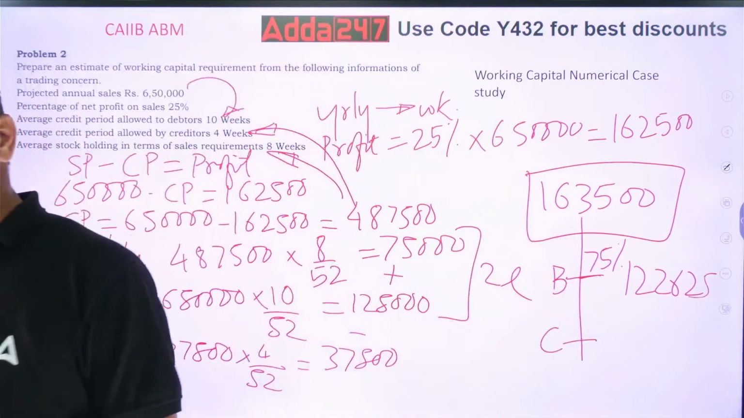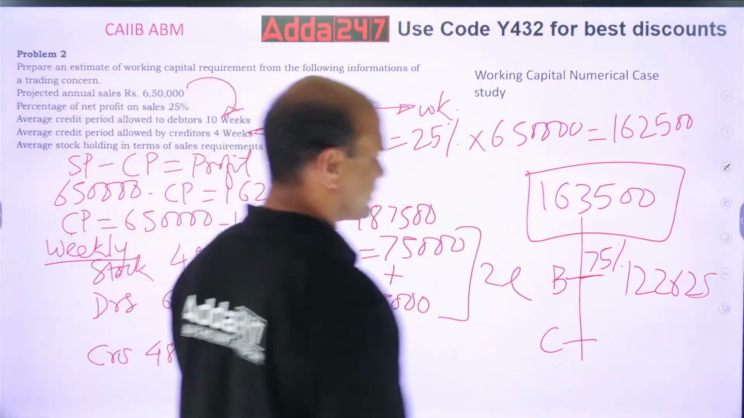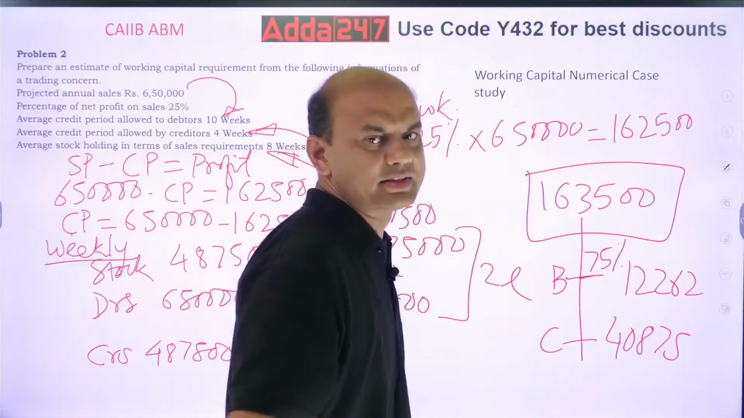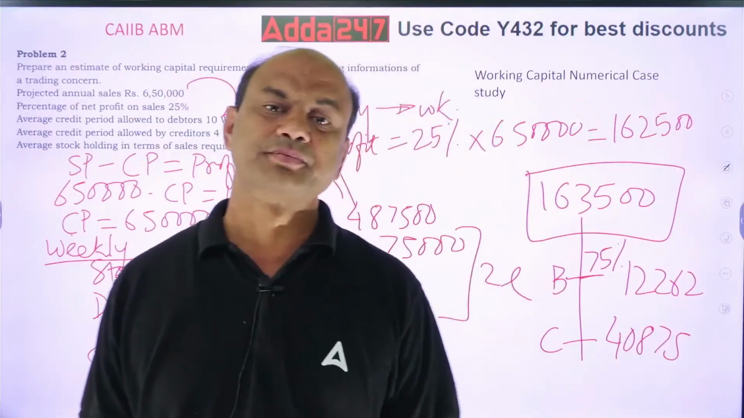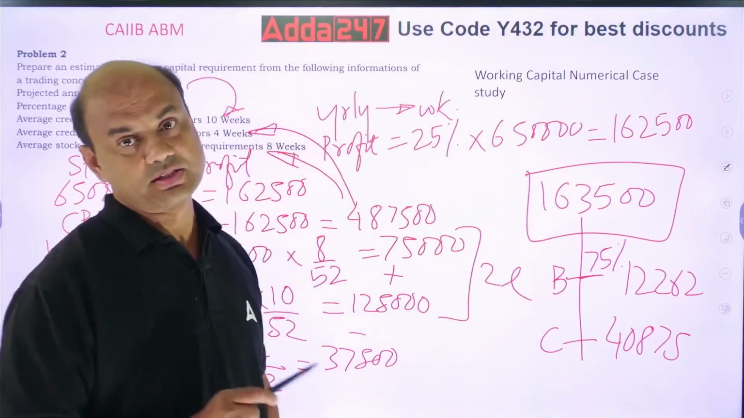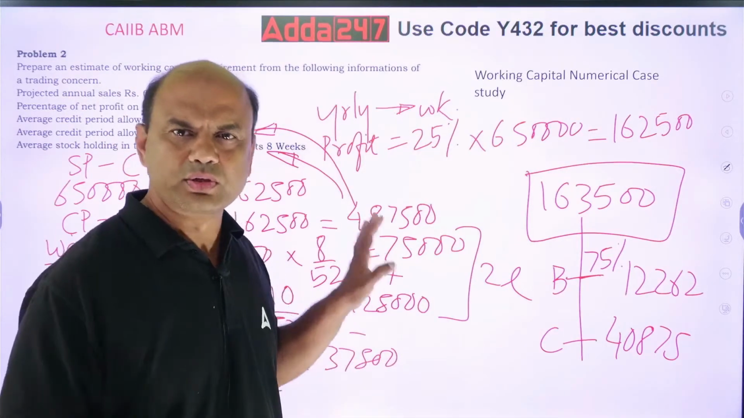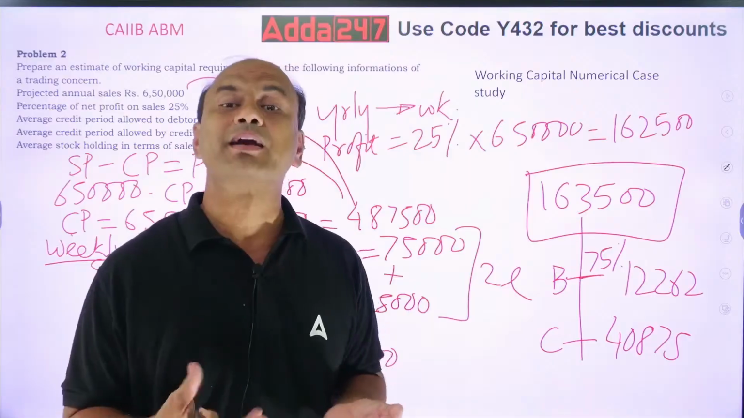Do it, everyone. Comments, comments, comments. I must get it in the comment section. 40,875. So this is the margin by the customer. So here your problem ends. This much is asked in the exam. This is known as working capital calculation. This is very important from the banking perspective. Every banker must know this. If you don't know this, you are not a seasoned banker.